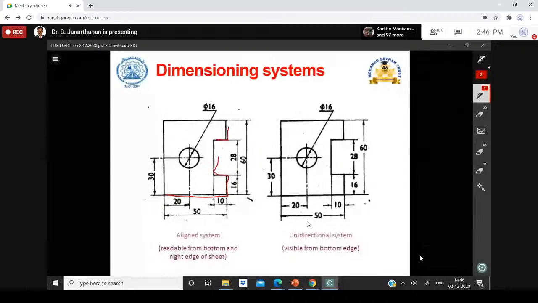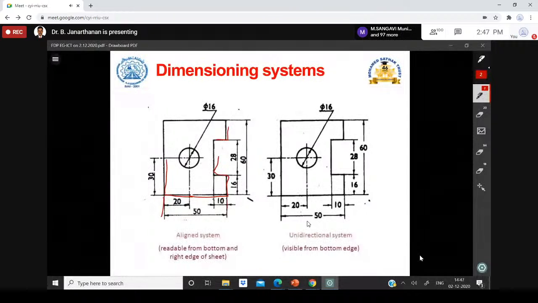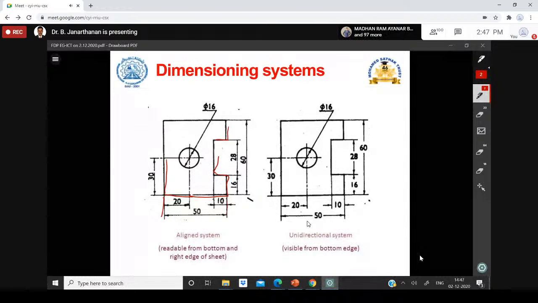So from the object outline, this dimension line will start like this. You have to draw this dimension line. Then you have to write what is this distance. So 20 mm, if you make 20 mm dimensioning in the aligned system of dimensioning, you have to write above this dimension line like this, so that it can be read either from the bottom of the drawing sheet or from the right side of the drawing sheet. You have to follow like this. So you are not supposed to write this 20 mm below this dimension line like this. This is not the correct way of dimensioning. This is not as per the standards. So you should not do this.